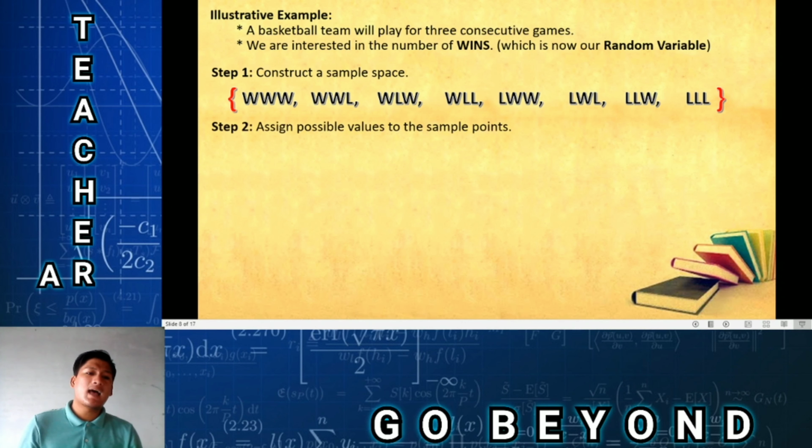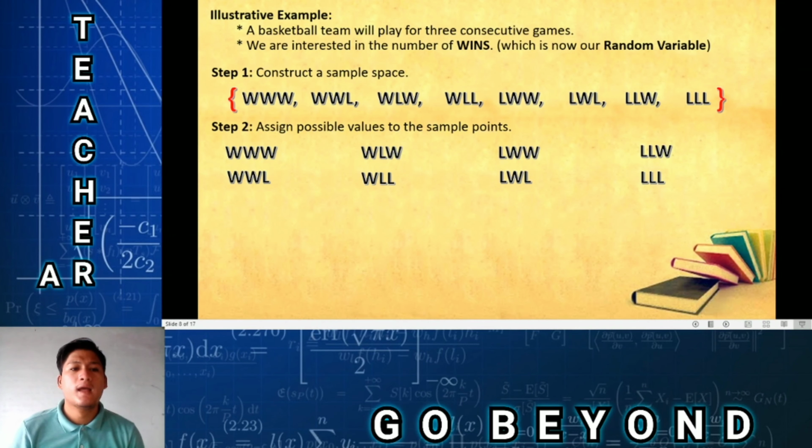Second, assign possible values to the sample points. Again, a sample point is each result. The sample space is the set of all results. We use a sample point like the win-win-win. That is one sample point. Win-win-lose, another sample point. Win-lose-win, another sample point. Win-lose-lose, another sample point. So that's the difference between sample point and sample space.